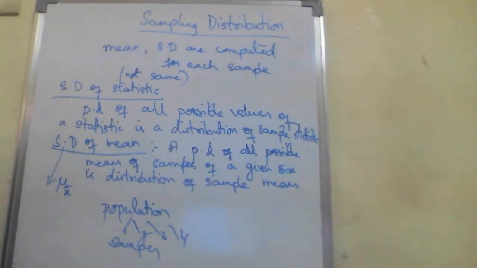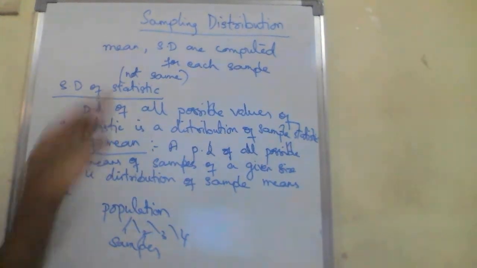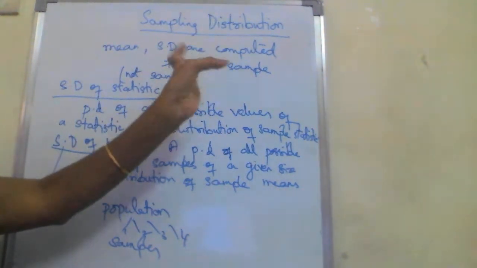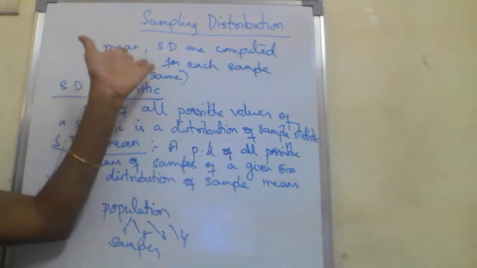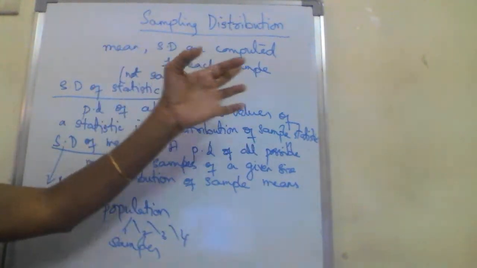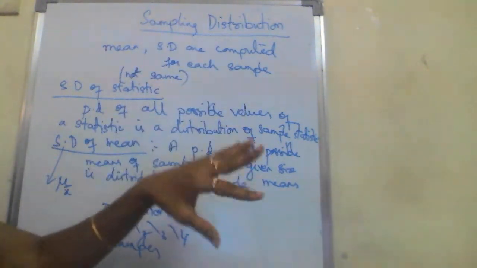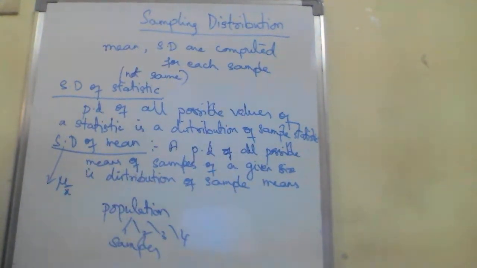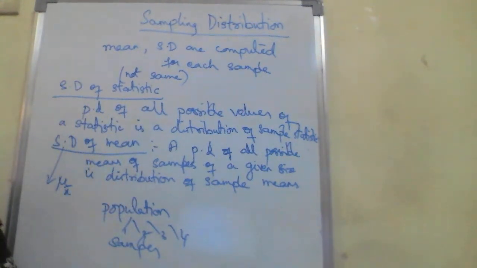Now we go to the next topic, that is sampling distribution. Here you compute the mean and standard deviation for each sample. Suppose I have 10 samples, I find the mean of all the 10 samples. I can also find the standard deviation of the 10 samples. Whatever you are testing will not be the same for all the samples. It will vary from sample to sample, although most probably the range will be nearer.